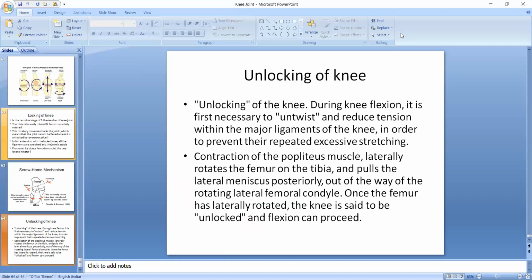Unlocking of the knee during knee flexion is first necessary to untwist and reduce tension within the major ligaments of the knee in order to prevent their repeated excessive stretching. Contraction of the popliteus muscle laterally rotates the femur on the tibia and pulls the lateral meniscus posteriorly out of the way of the rotating lateral femoral condyle. Once the femur has laterally rotated, the knee is said to be unlocked and flexion can proceed.